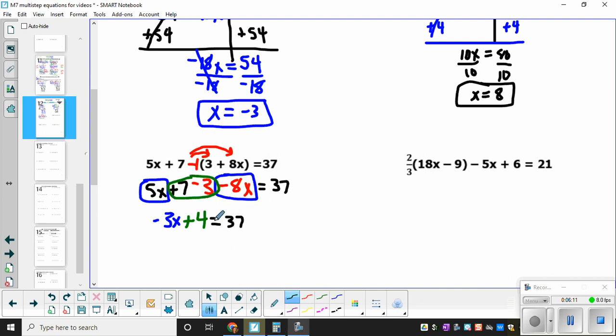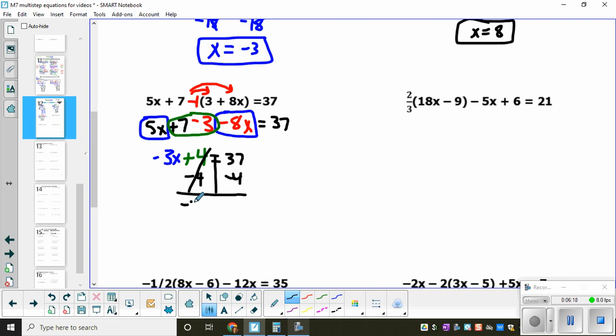All right, and now we just have the two-step equation ready to solve. We're going to take away 4 on both sides. 4 minus 4 cancels out, and we're going to bring down this -3x. And here, 37 minus 4 would be 33. Now we're ready to divide both sides by the coefficient. So here we get x equals -11.